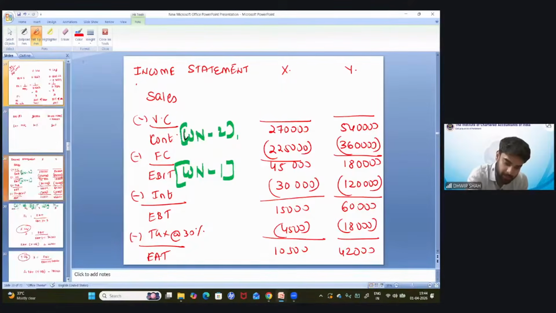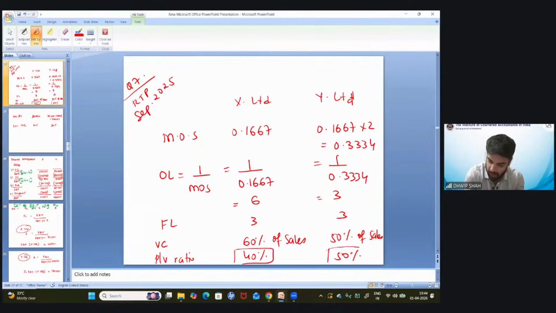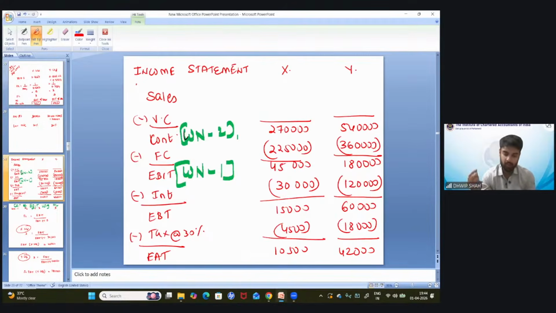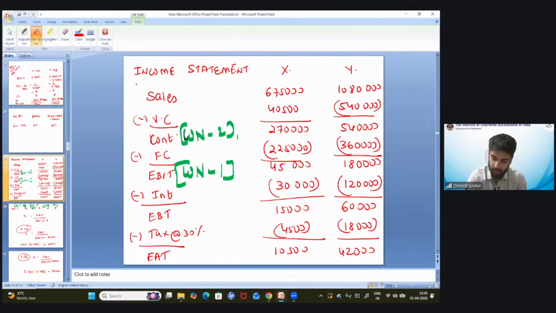They have not given the PV ratio directly, but we have found the PV ratio. Yes or no? While gathering the information, we found the PV ratio. It is 40% for X and 50% for Y. So can I say sales for X Limited would be 270 divided by 0.4, 6,75,000, and 540 divided by 0.5, 10,80,000. Correct? Everyone understood this? How did we calculate? Yes, contribution divided by PV ratio. So my balancing figure will be my variable cost. 675 minus 270, 4,05,000.